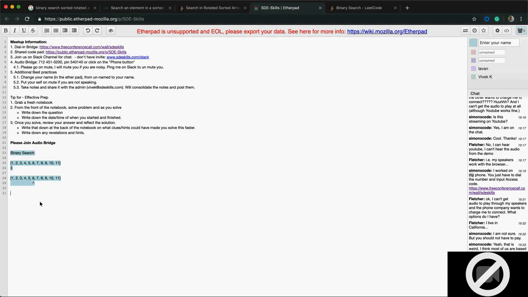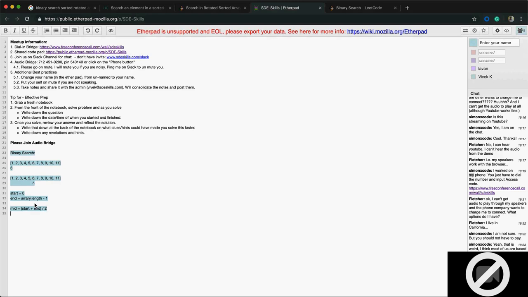Yep, that is correct. So basically, we have a start point as 0, and we have the end point as the array length minus 1, the end index. Then we have to find the mid first. So how can we find the mid? What should be the equation? You basically add the start and end together and divide by 2, assuming that there's no overflow.